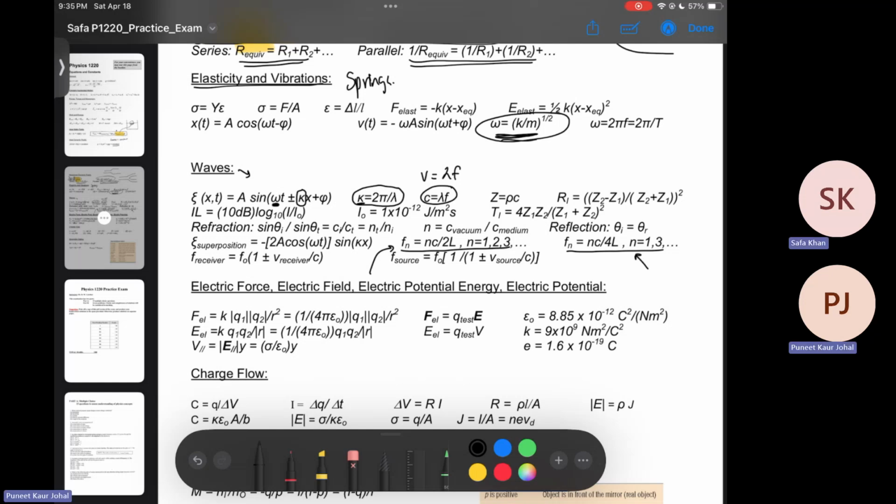Yes, I think that one's for open. The 4L one's for the semi-open tube. The open-ended one is this one, and so this one should be the one with one end closed, so the semi-open. Hold on, let me just do this.